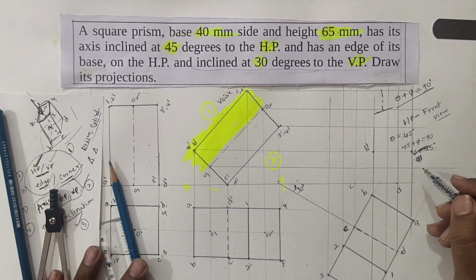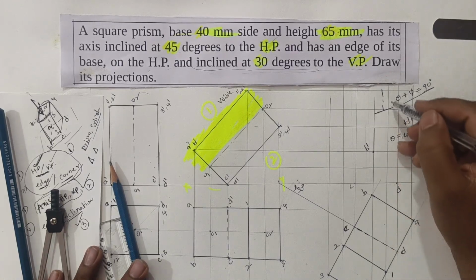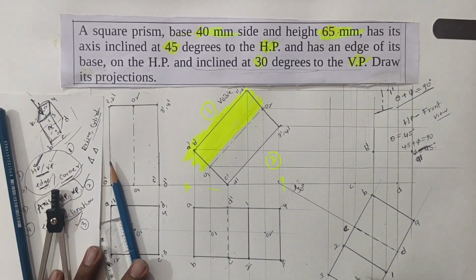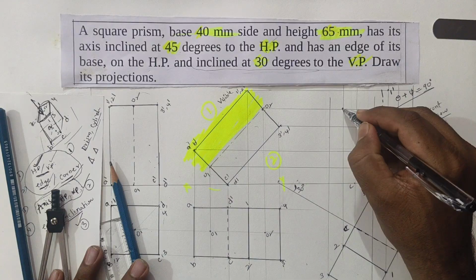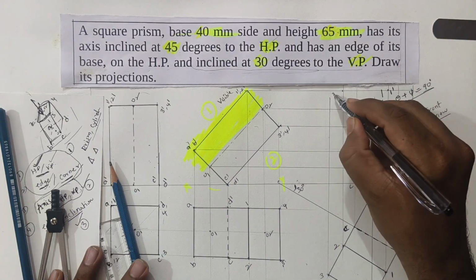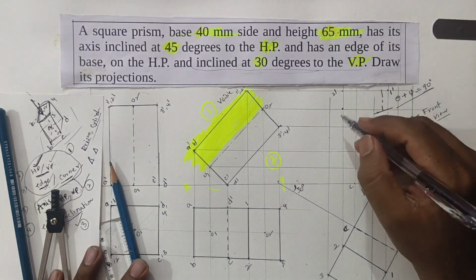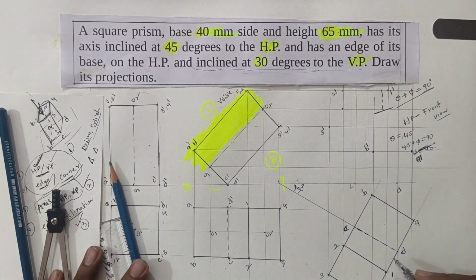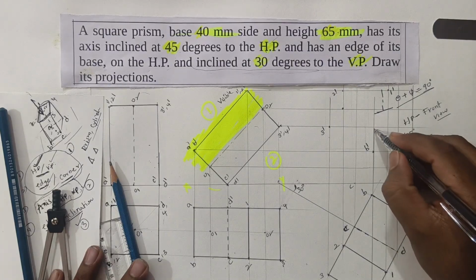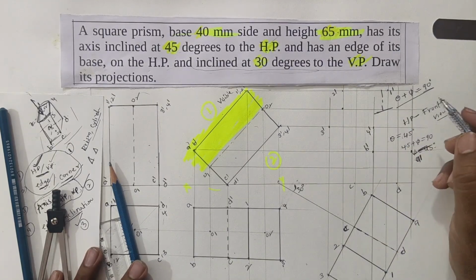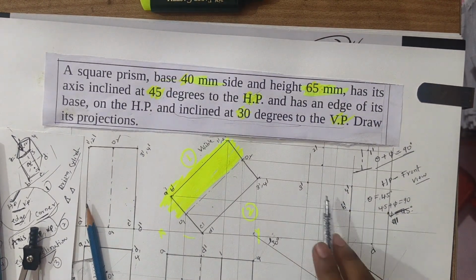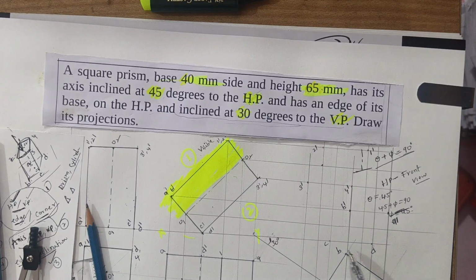Okay, next let us mark 1, 2, 3, 4. 1 is on this line. This is 1 dash. 2 is on this line. This is 2 dash. Where is 3? 3 is on this line, this is 3 dash. Where is 4? This is 4 dash. Okay, so 1 2 3 4 and A B C D.